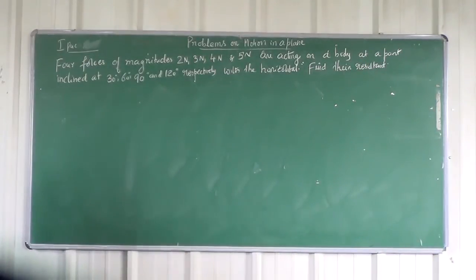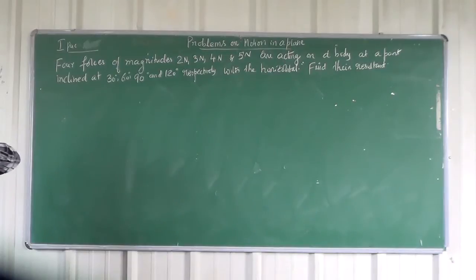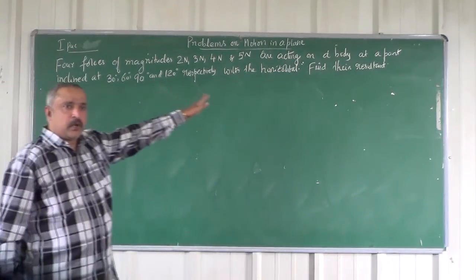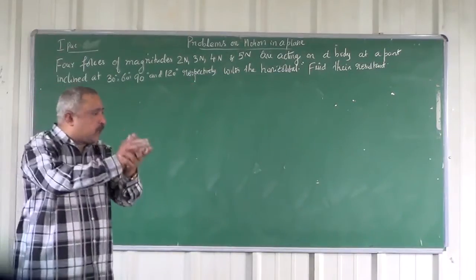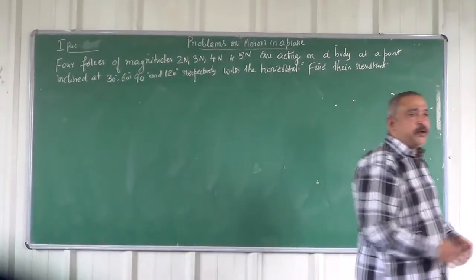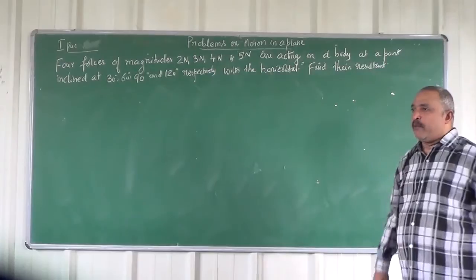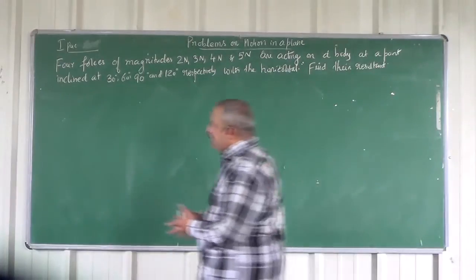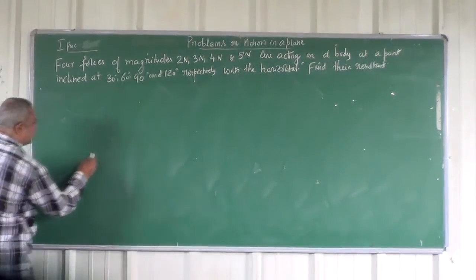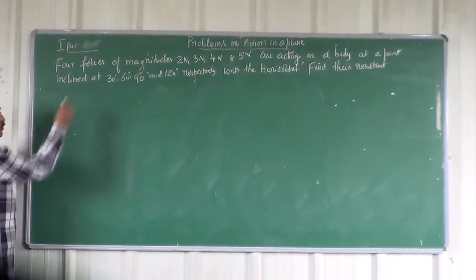Important problem. There are 4 forces. What is the magnitude of the first force? 2 Newton. Second force, 3 Newtons. Third force, 4 Newton. And the fourth force has a magnitude of 5 Newtons. All these forces are acting on a body at a point. Let's suppose that this is a body and this is the point on the body. At this point these forces are acting.